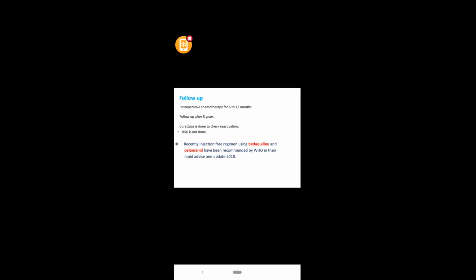Coming to the follow-up, post-operative chemotherapy for 6 to 12 months should be given, and follow-up after 5 years should be done. Curettage is done to check if any reactivation is there, and HSG should not be done.